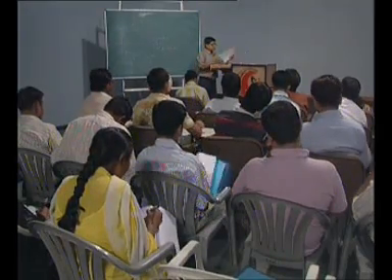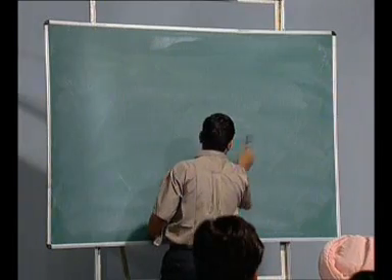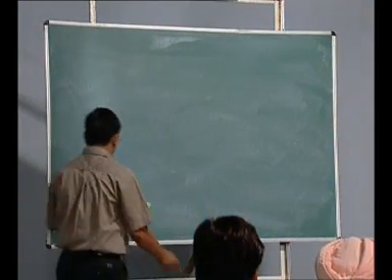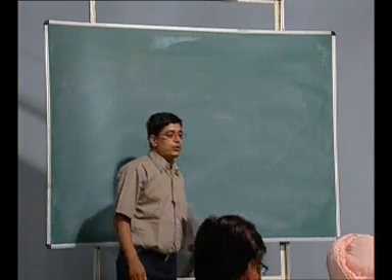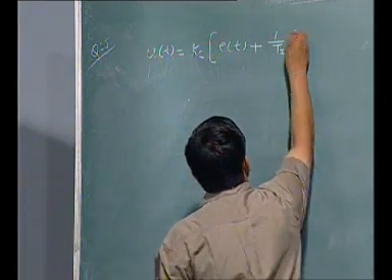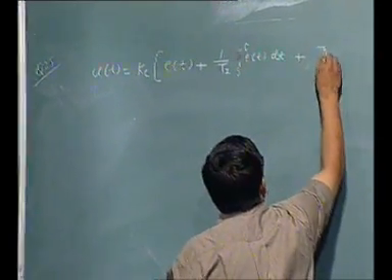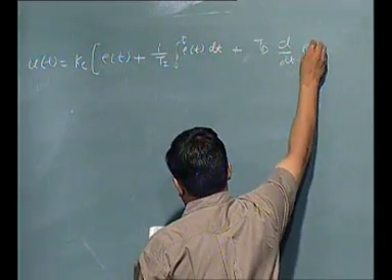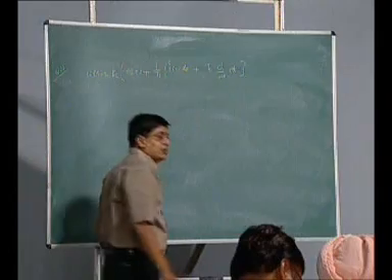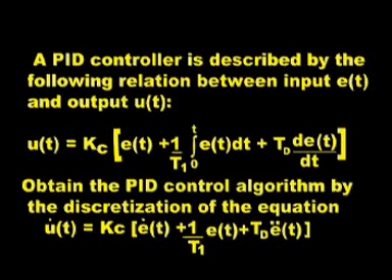Now there is one problem based on finite difference approximation of derivatives, which is very important. Let us take one problem which has been asked in examination. See problem number 2.25 in your problem sheet. A PID controller is described by u(t) equals Kc times [e(t) plus 1 upon Ti integral from 0 to t of e(t) dt plus Td d by dt e(t)]. This is the equation of a PID controller given in your problem.